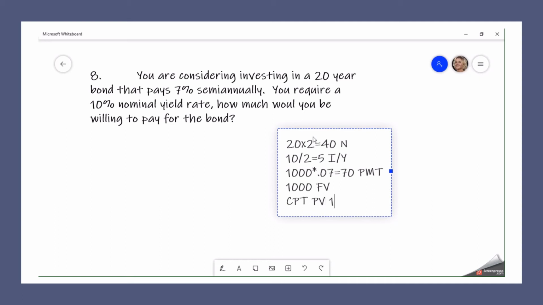So we would be willing to pay 1,300. Oh shoot, no, darn it. I have to divide this by 2 also because it's semi-annual. 40 is our N, 5 is the IY, 35 is my payment, $1,000 future value, and then compute the present value.